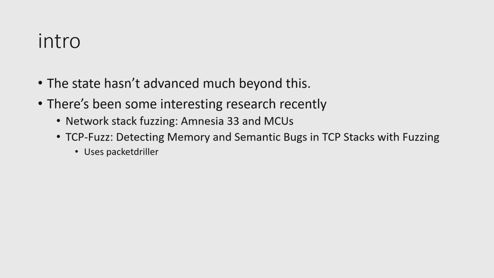As I said, the state really hasn't advanced much beyond this. There's been some research the last couple of years, because I kind of Googled around for these things. There's this NVIDIA 33, and then there's this academic paper, TCP Fuzz, where they kind of use this network stress slash test tool by Google, which isn't really a fuzzer, but you can kind of coax it into becoming fuzzer-ish, called Packet Driller. And they found some interesting things with that. I'll circle back to these things a bit later.